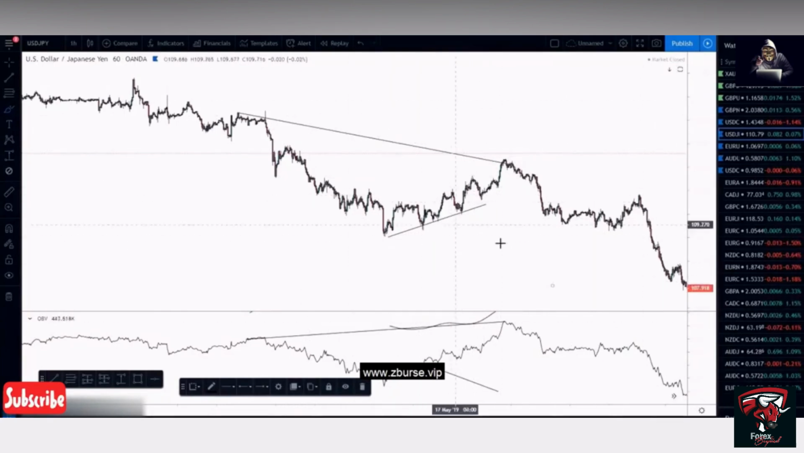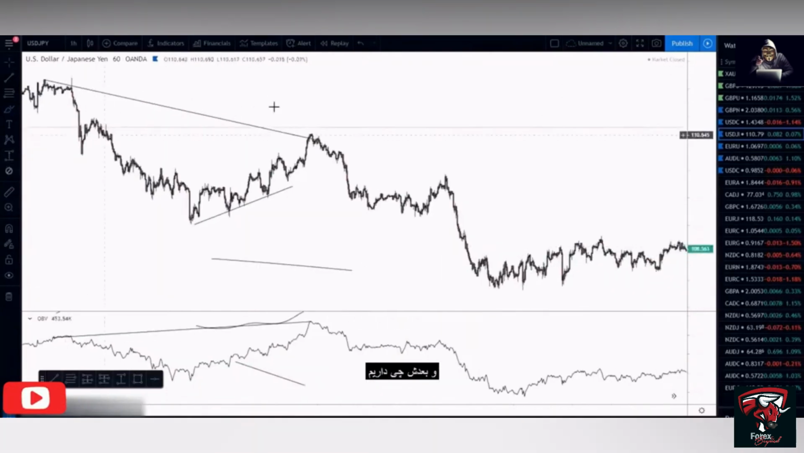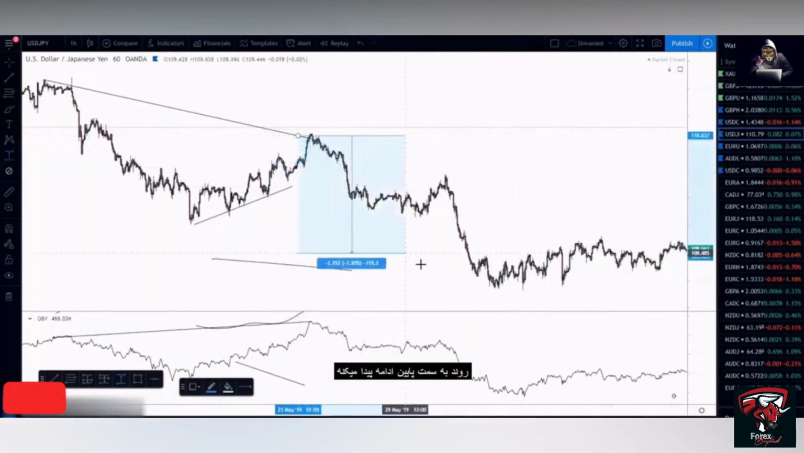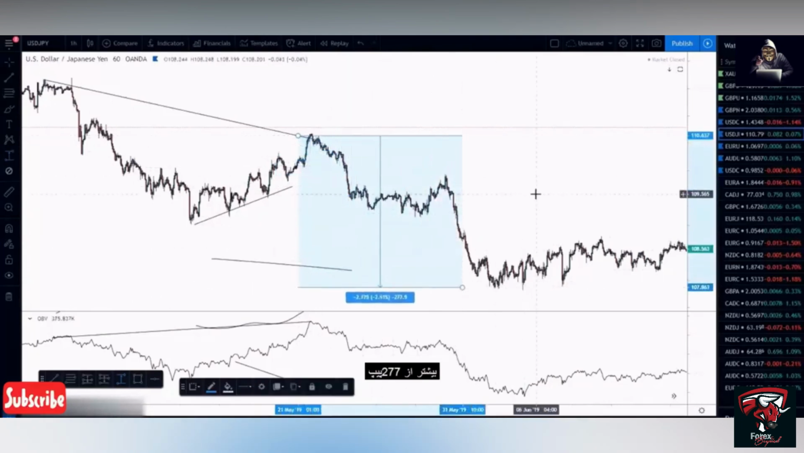But bearish hidden divergence spotted here. Oh my God. And what do we have after that? Market continuation to the downside, 277 plus pips. Guys, it's not rocket science.